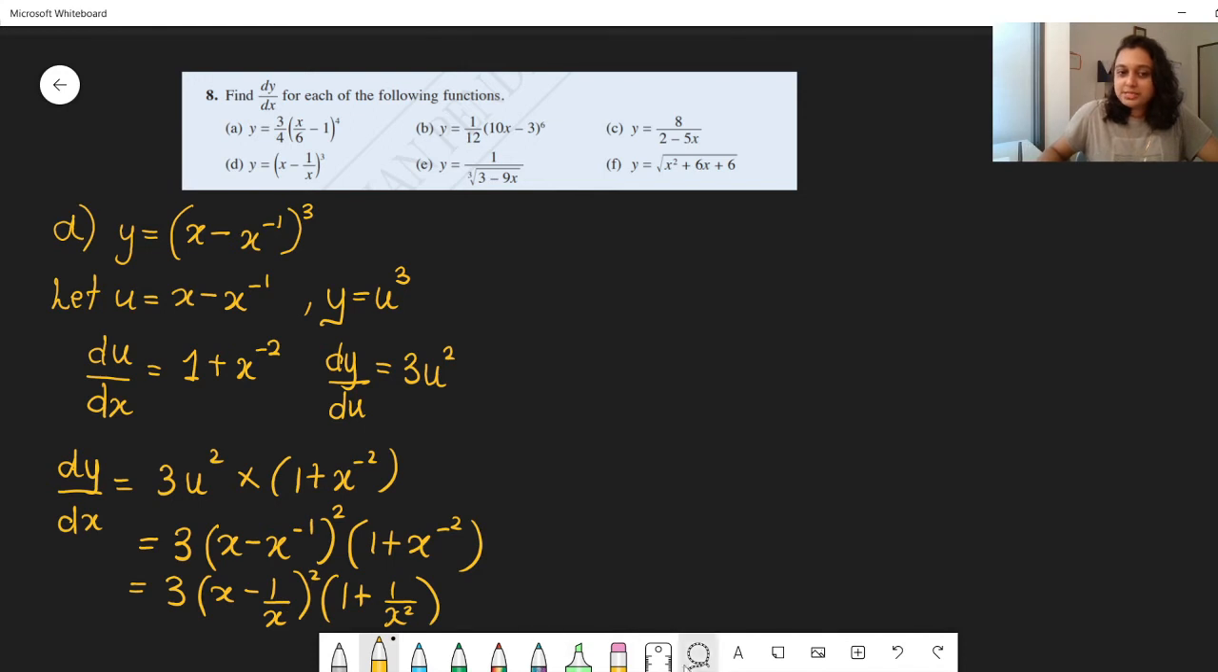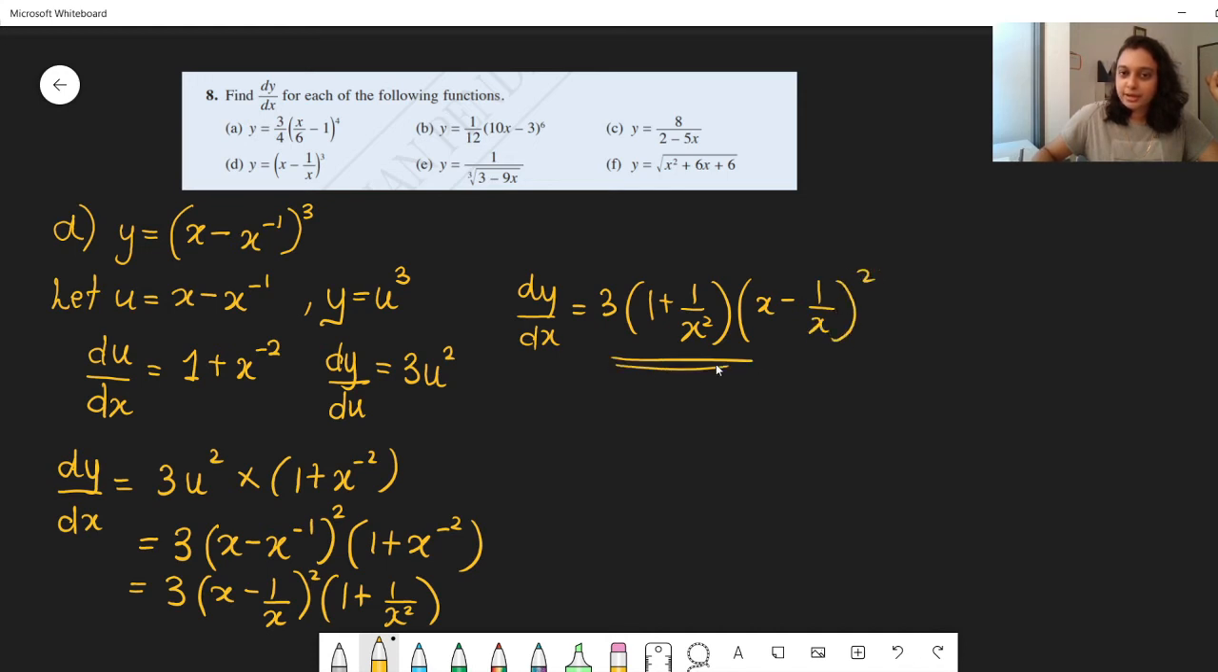Now you can rearrange: the one with power 2 you bring to the back, and the one with power 1 you bring to the front. So dy dx equals 3 times (1 plus 1 over x squared) times (x minus 1 over x) squared. You can leave it up to here. There's no need to expand, because expanding would be more difficult. I think the textbook's answer is also this. Correct, so D is this. Now we'll move on to E.